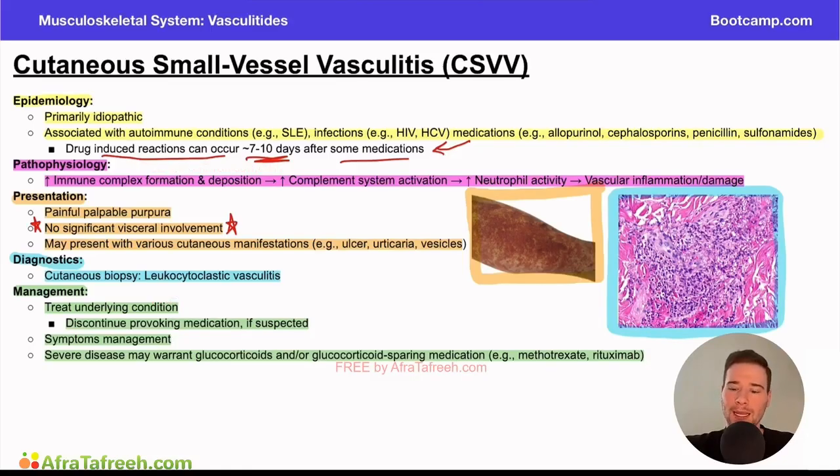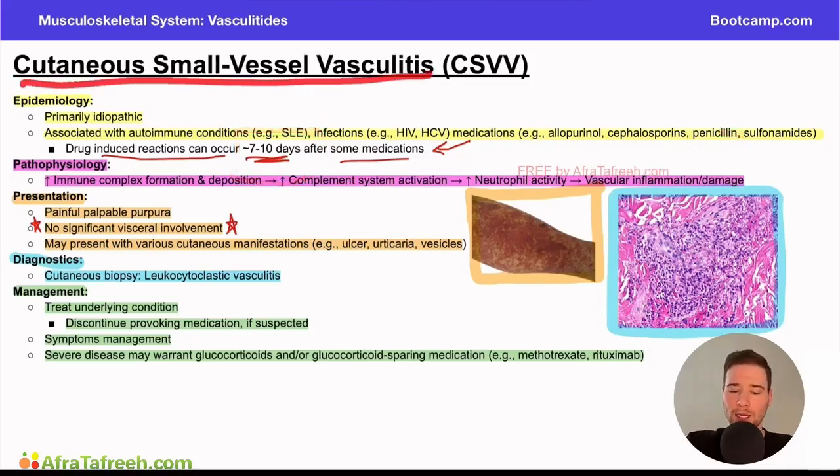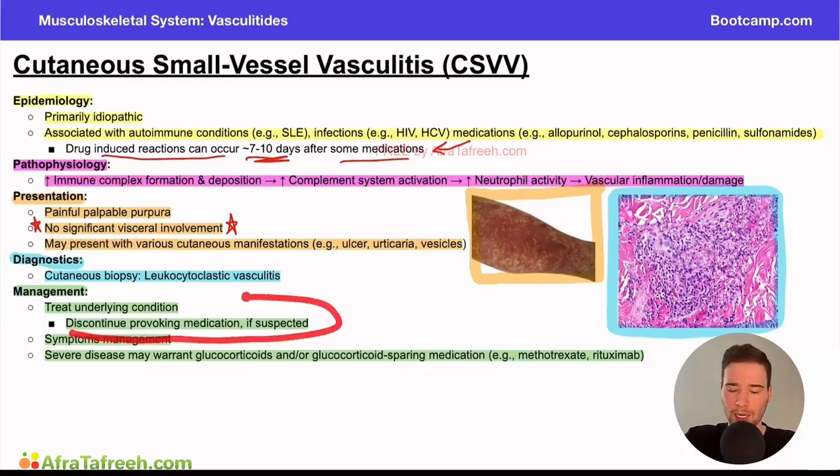And furosemide is a drug that fits into the sulfa group of medications. And so this presentation, a delayed onset approximately a week later after starting a new medication, sulfa, indicates this patient might be having a reaction or cutaneous small vessel vasculitis that is presenting with painful palpable purpura. So one of the first things we should do to treat this patient is to stop the offending agents, right? We said to discontinue provoking medications if suspected. My suspicion in this patient is high that this medication, a sulfa medication, is causing the symptoms. So this would be one of the first things that I would do to help treat this patient's condition.